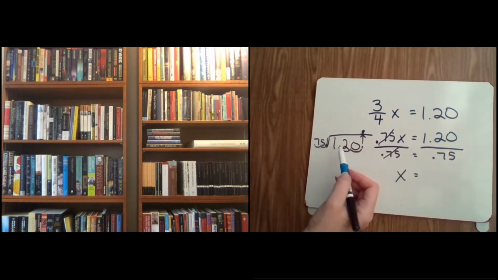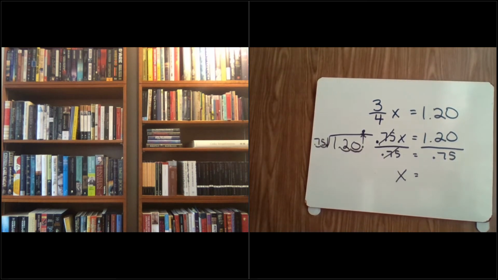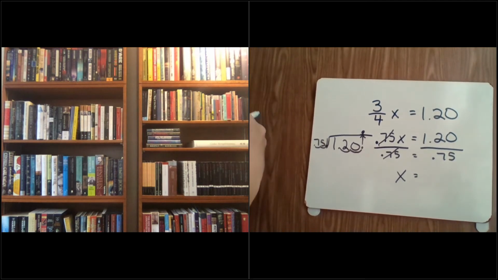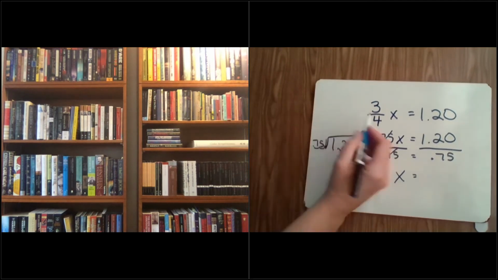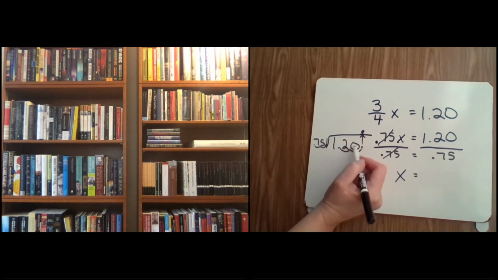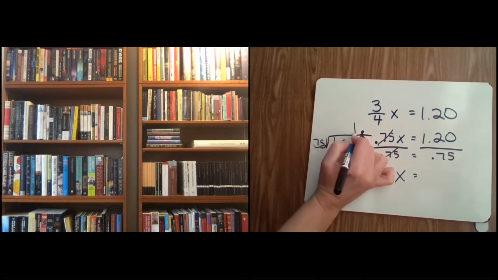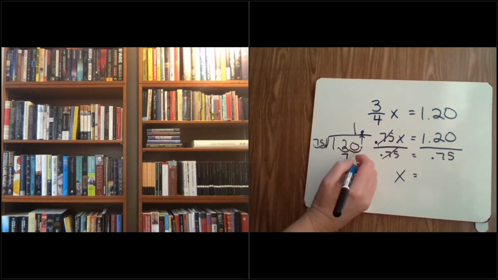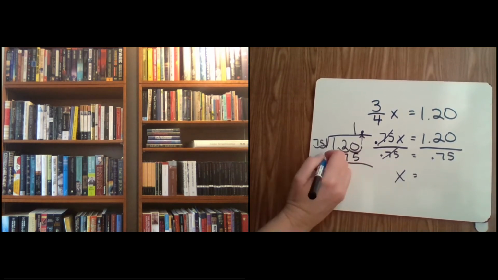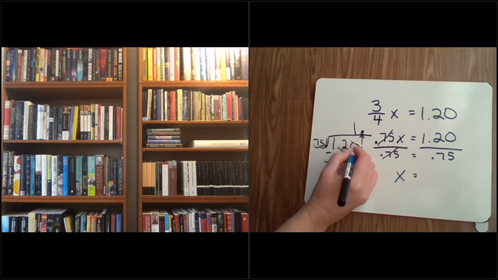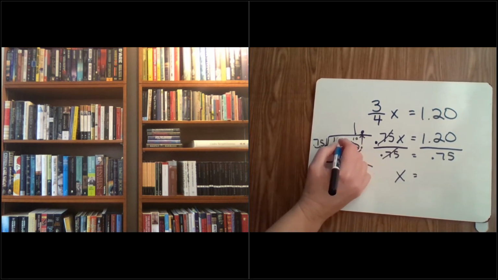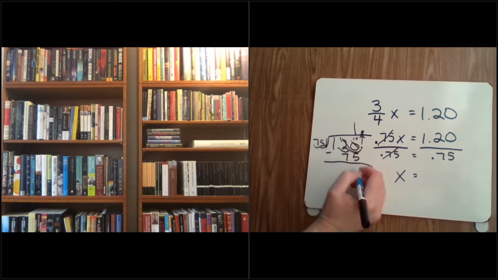Okay, so 75 into 1 is not going to work, into 12 is not going to work, but 75 into 120, I know that it will go in there one time, and I know that 75 times 2 is 150. Like 75 cents times 2 would be $1.50. Okay, so I know that that would be too much because I only have 120 here. I'm going to put down 1. I'm going to multiply, it's 75. I'm going to do my subtraction. This becomes 10. I'm going to borrow, that's a 1.